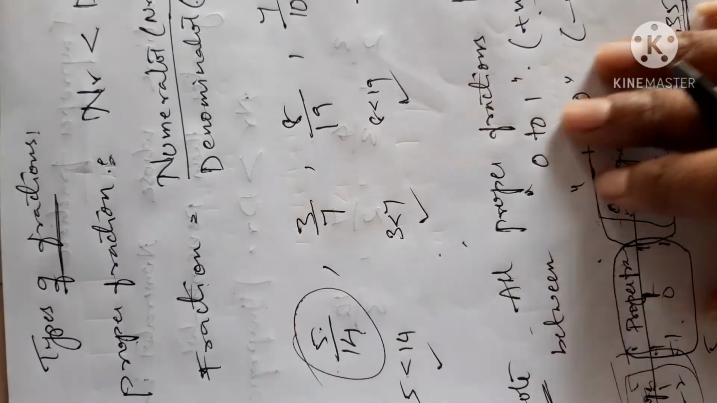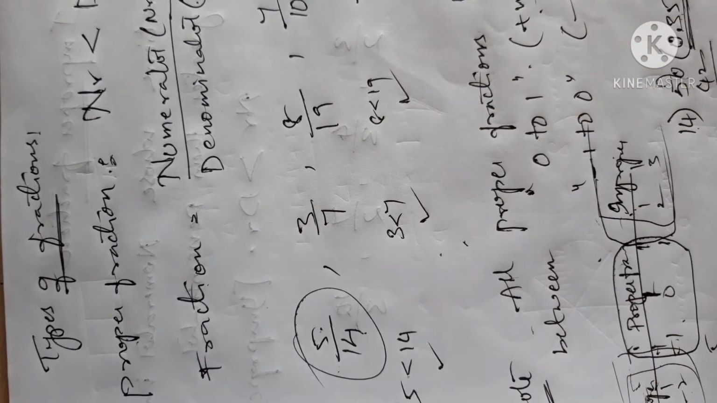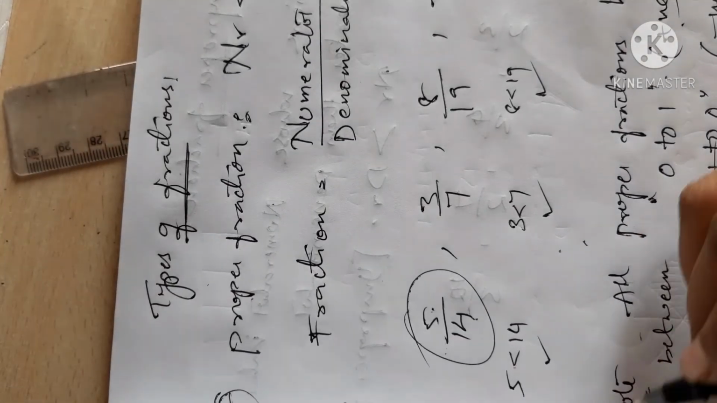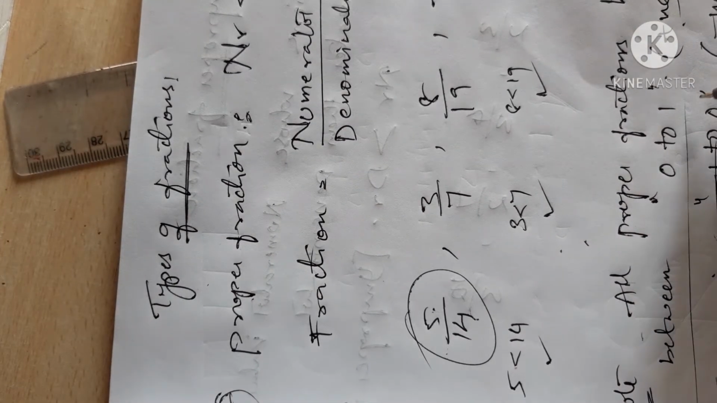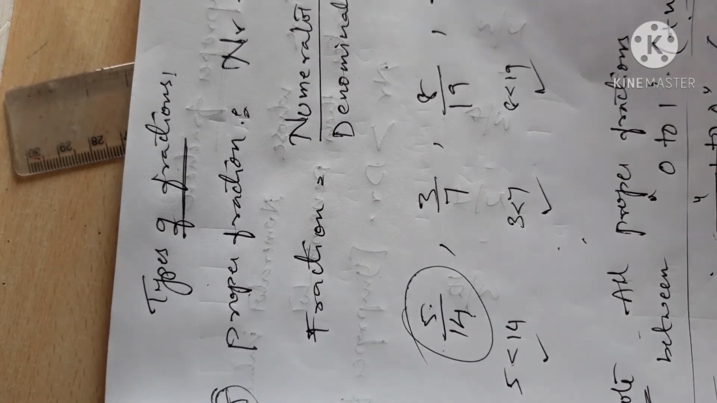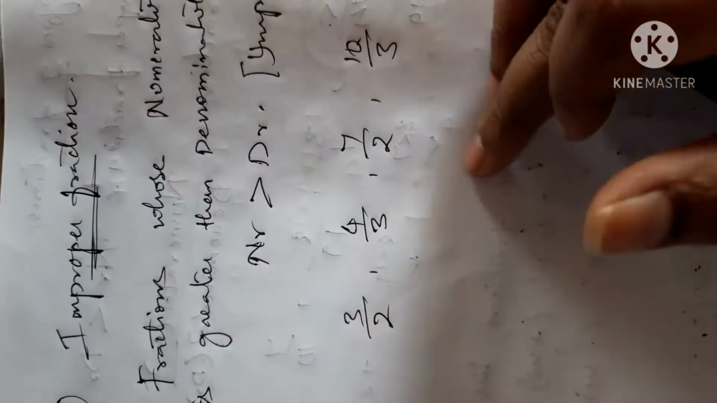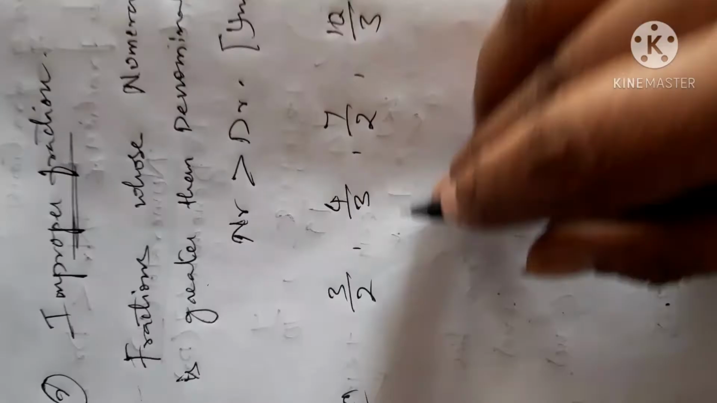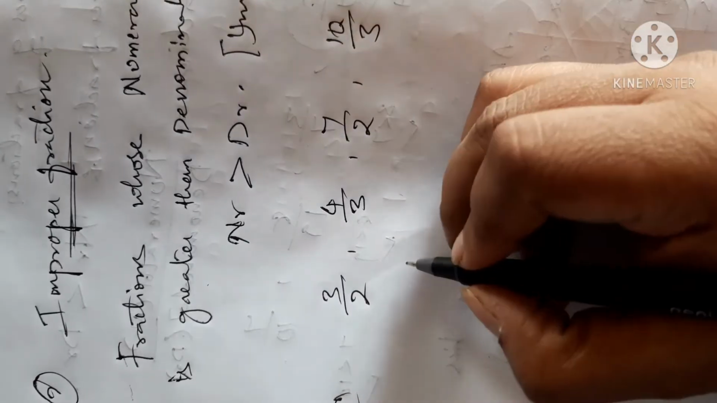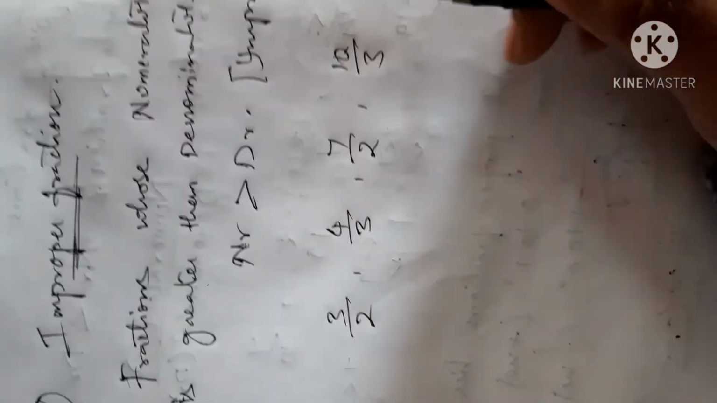Okay, now let's check. Don't copy all this, just listen. If you want to copy, copy up to here. Next, this is the definition of improper fraction. Let's see what this actually is.